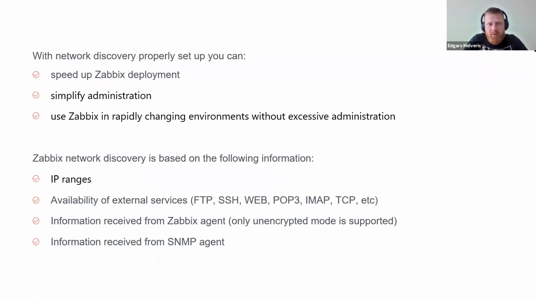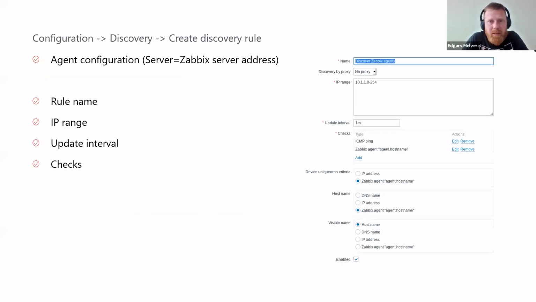And what you need to be able to do it. First of all, IP ranges: larger ones, smaller ones, or just a list of IP addresses. You need to tell Zabbix where it should be looking. Also a list of external services you might want to check, like the examples here on the screen. You can also check for Zabbix agent, but here only encrypted mode is supported. And you can check for any version of SNMP. If there is SNMP running, you can try to get some information from it and decide how this device should be monitored. So let's start creating it.